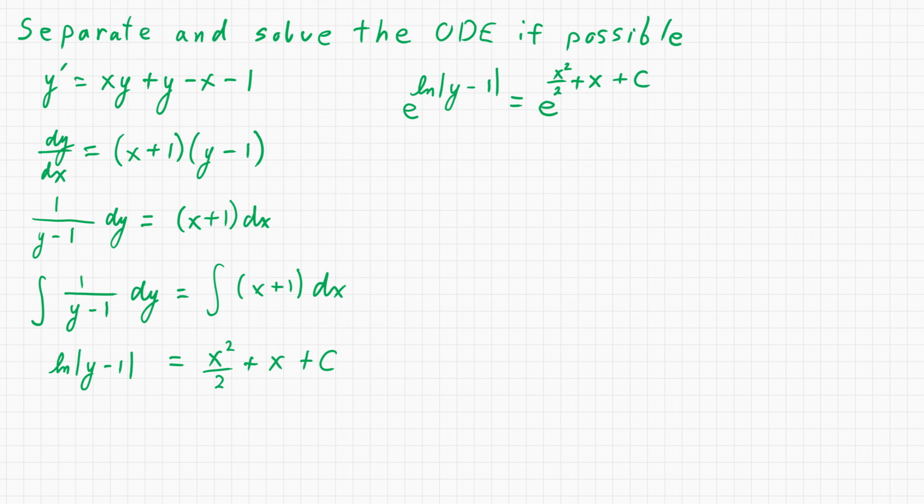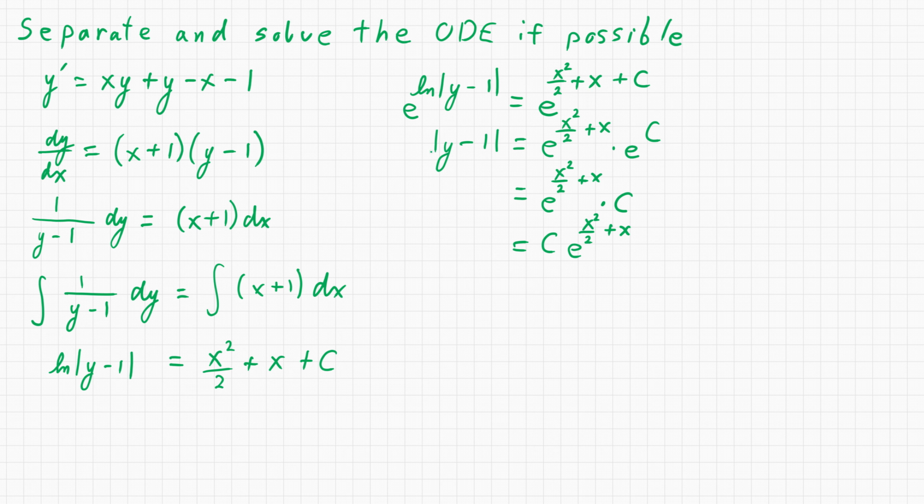All right, we like to simplify both of these if we can. So e to the natural log, we can drop those, they cancel. So we just get absolute value y minus 1 equals, I want to split this up, so I have e to the x squared over 2 plus x times e to the c. But that's the same as e to the x squared over 2 plus x times c. So I can just write that as c e to the x squared over 2 plus x. And down here, we still have our absolute value y minus 1.